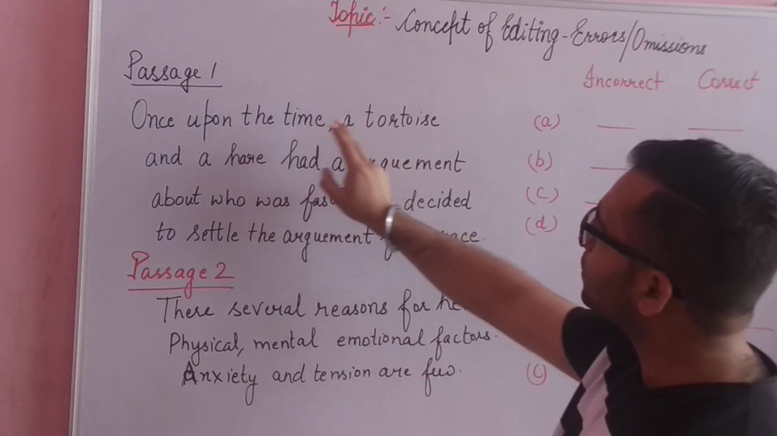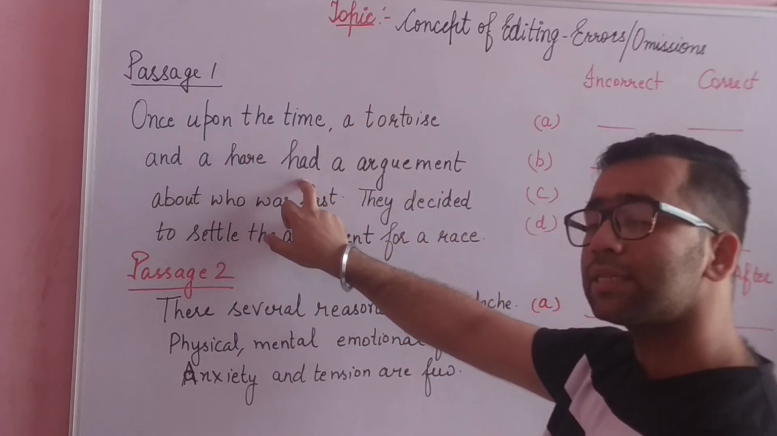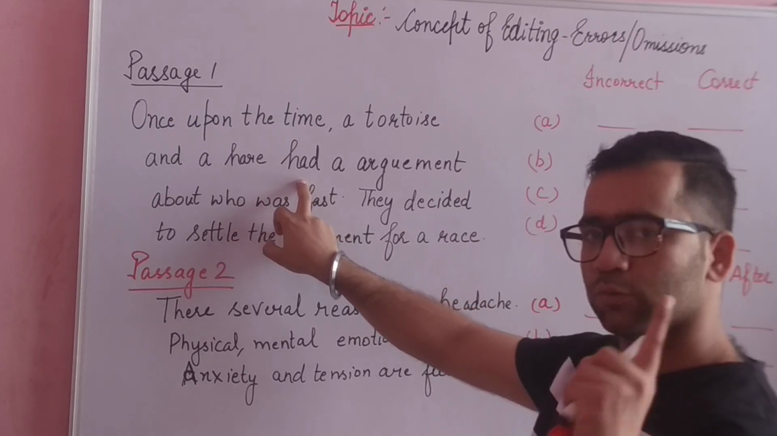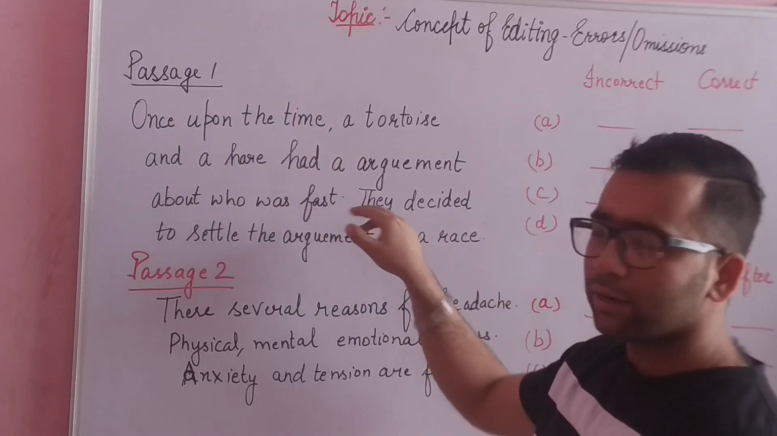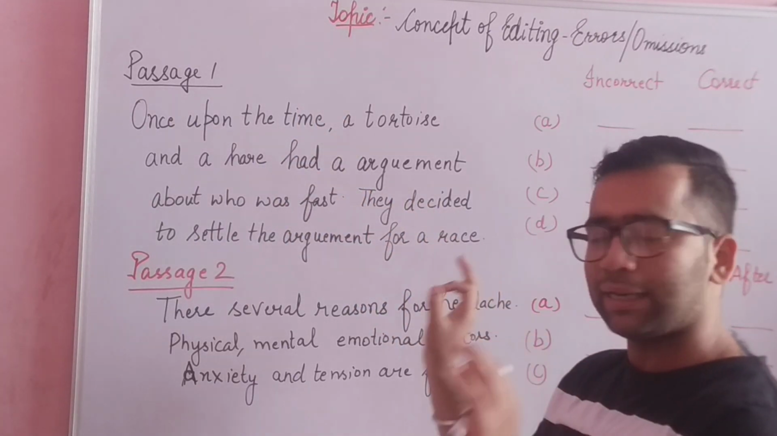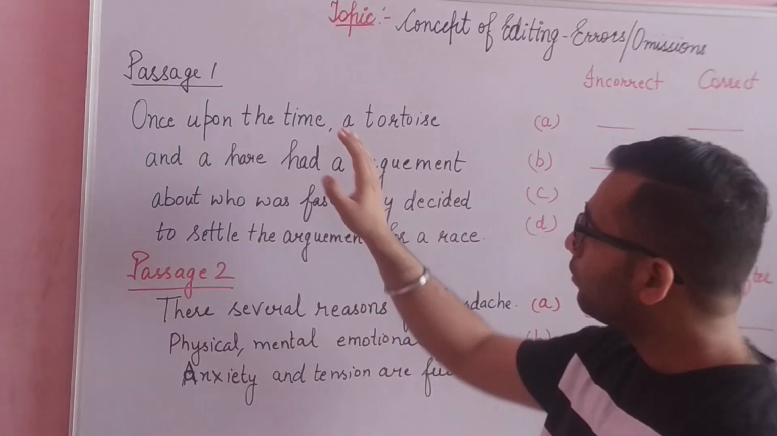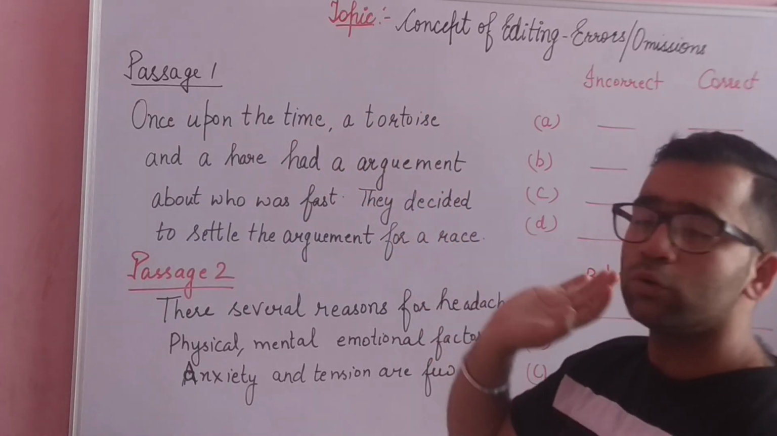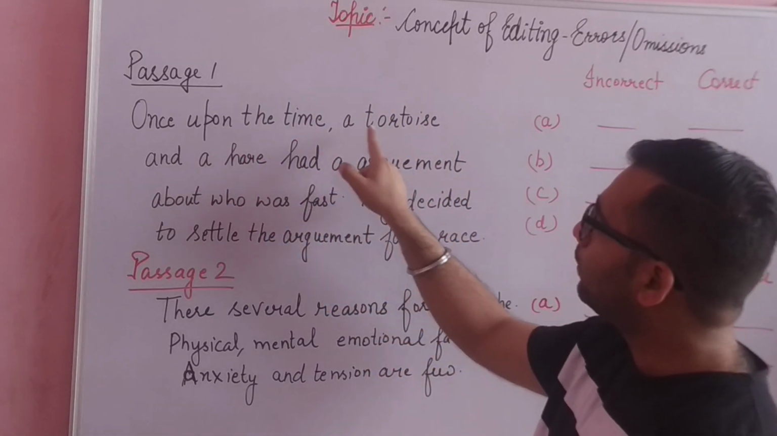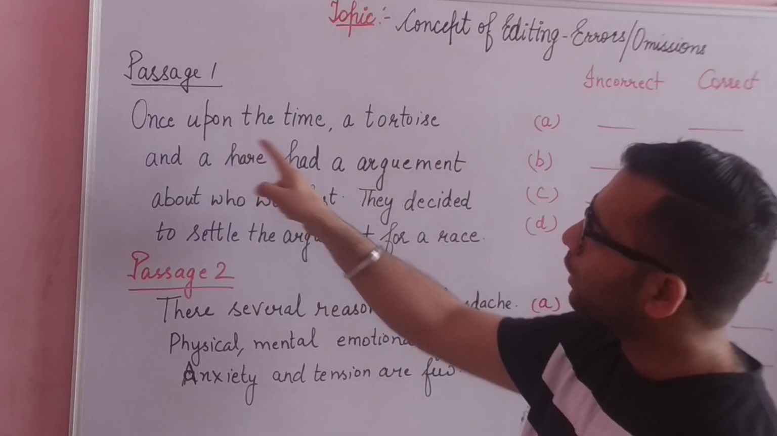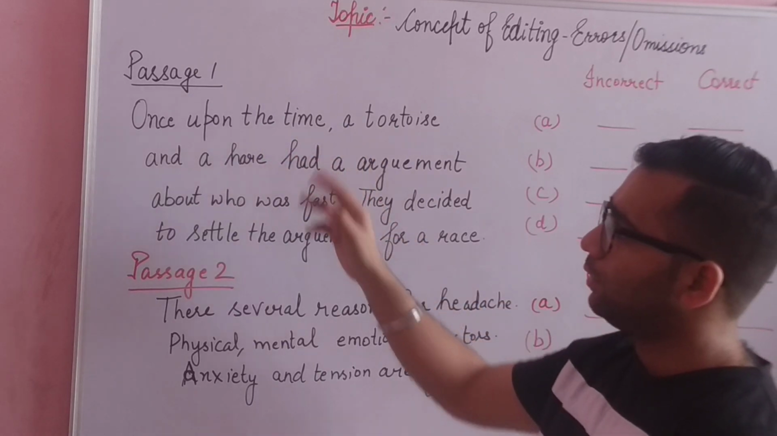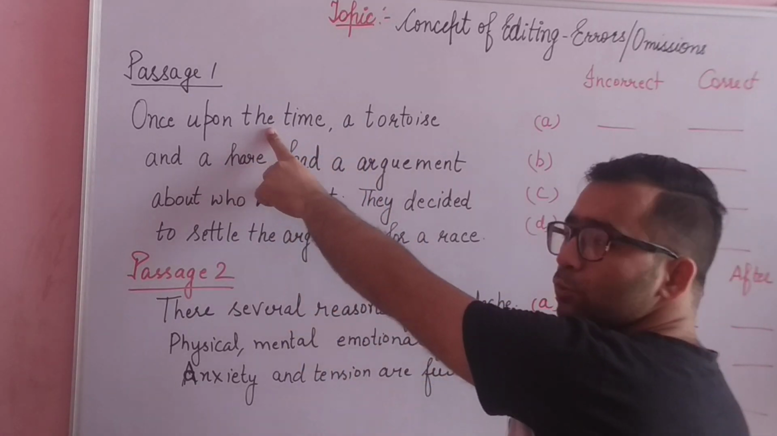Once upon a time, a tortoise and a hare had. Which tense are we using? Past tense. The first technique, I told you, is that there is no error of full stop, question mark and all these things. The second tip is to check the tense. The tense is done. Now find out the mistake in the article if you can. Once upon the time, a tortoise. What can you see here? Use of articles. The article the is used here.